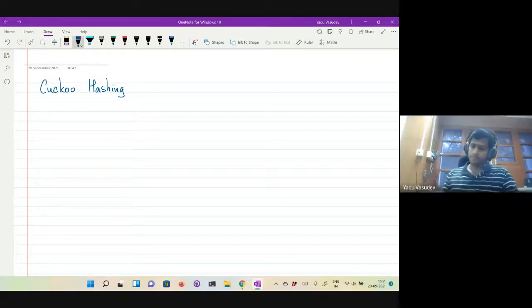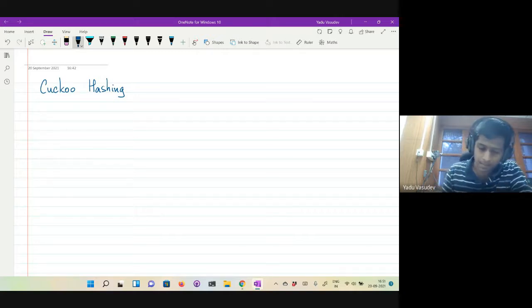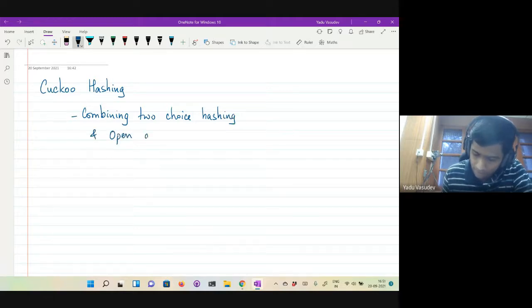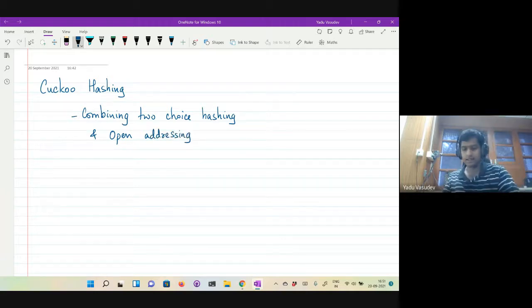All right. So in the last lecture, we were discussing this hashing strategy known as cuckoo hashing, right? It was combining two things: two choice hashing and some form of open addressing. It was using ideas from both of them together, right?